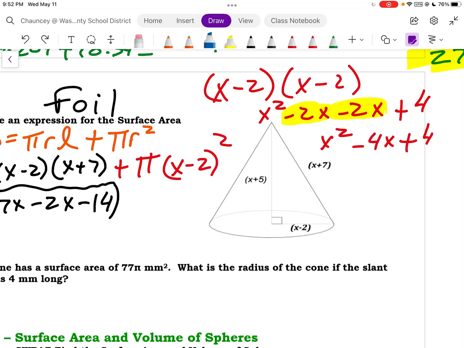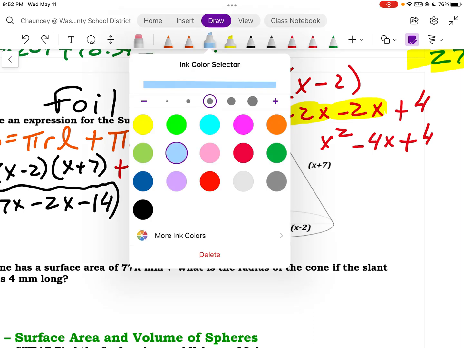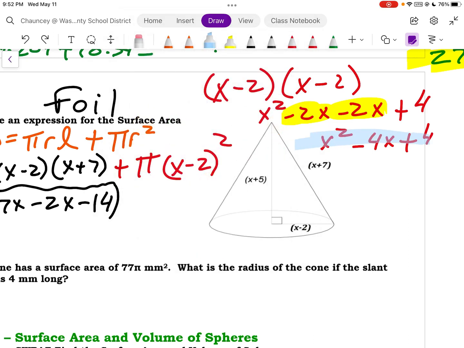That's not a good color to use. You got to use a lighter one there. Let me see. Let's use that guy. So we end up with that right there, okay?